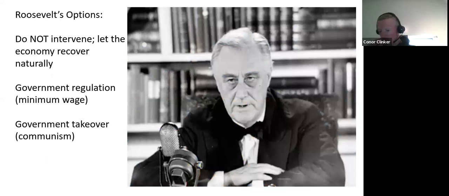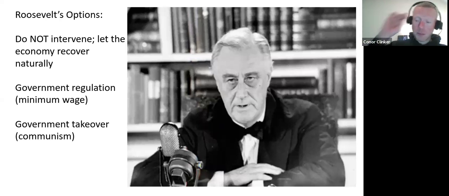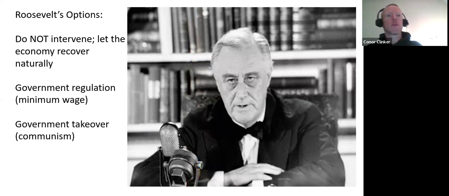President Roosevelt was elected to respond to the Great Depression. He was elected about 3 years into it, 2 years into it. And he has three options. The conservative option, economically speaking, would be don't intervene. Let the economy recover naturally. Now, he wasn't going to do that because he wasn't a conservative. And even if he was politically, that wasn't really an option for him. He had to at least appear to be doing something.